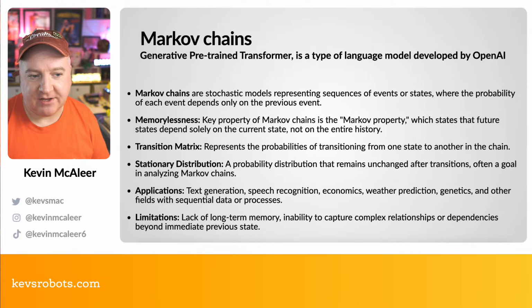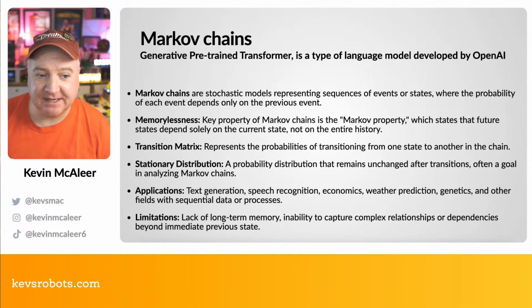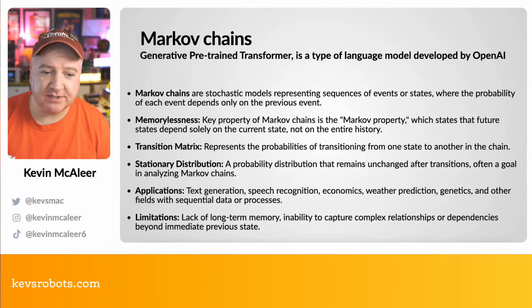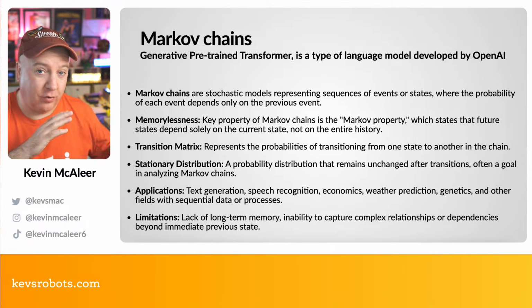A Markov chain is a type of stochastic model, representing a sequence of events or states where the probability of each depends only on the previous state, and not all the words before it.